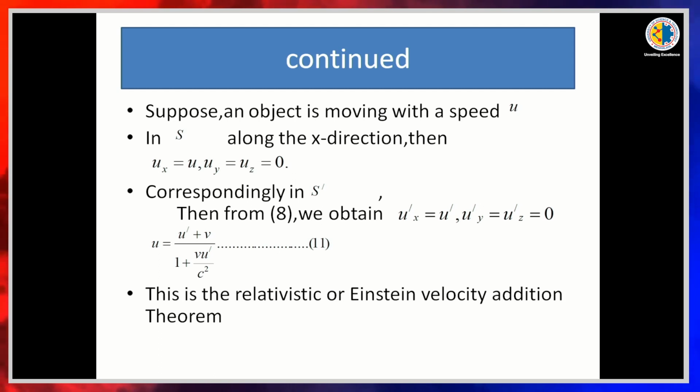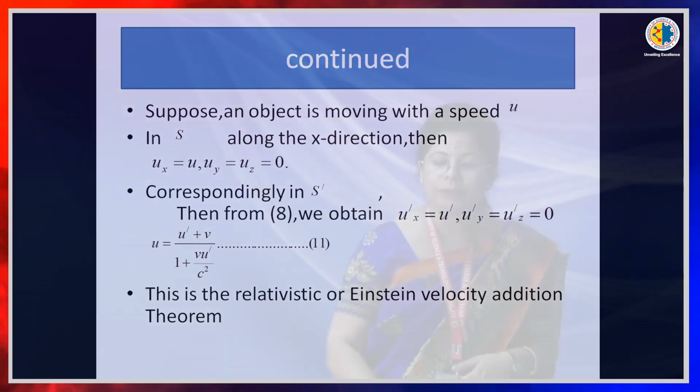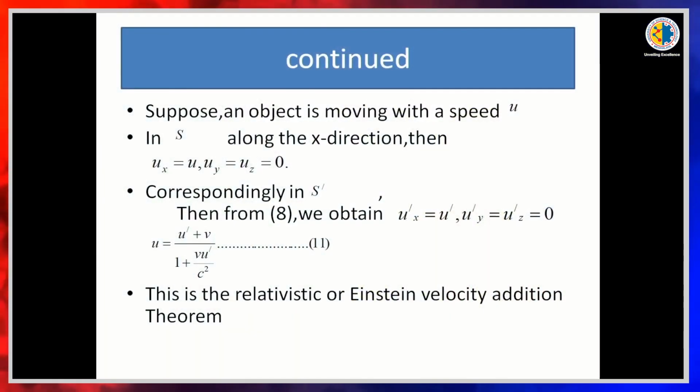Correspondingly in S dash, we get u dash x, and the other two components, u dash y and u dash z, will be 0. So we get u is equal to u dash plus v, from equation 8c: ux is equal to u dash x plus v divided by 1 plus v u dash x by c square. Simplifying, we get u is equal to u dash plus v divided by 1 plus v u dash by c square. This equation is known as the Einstein velocity addition theorem or relativistic velocity addition theorem.